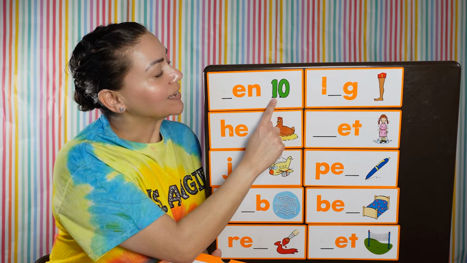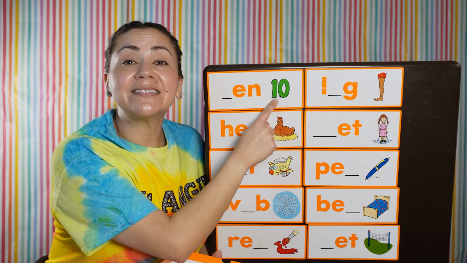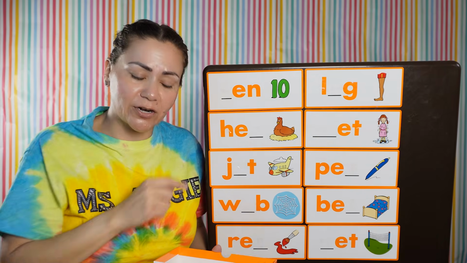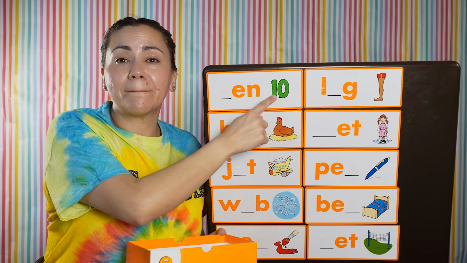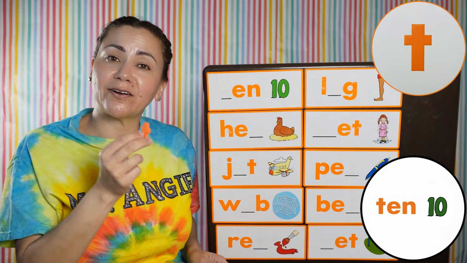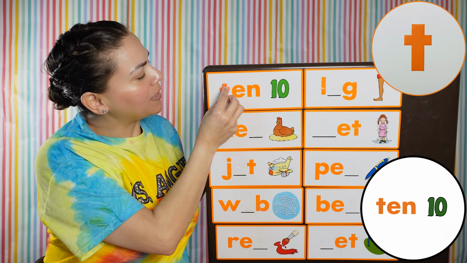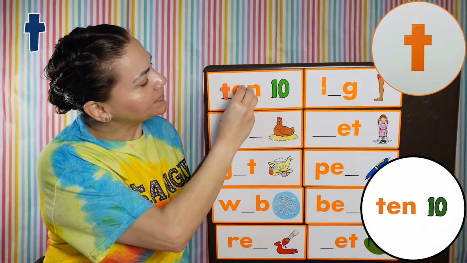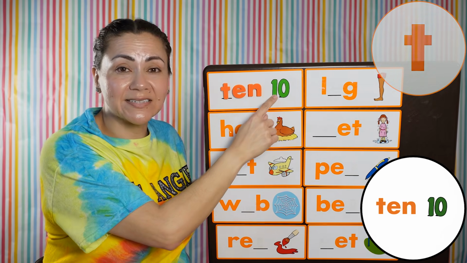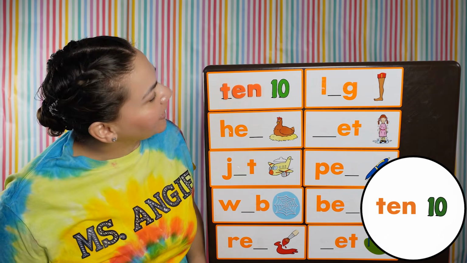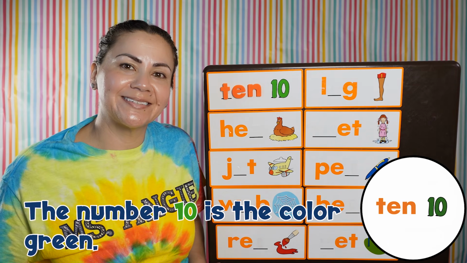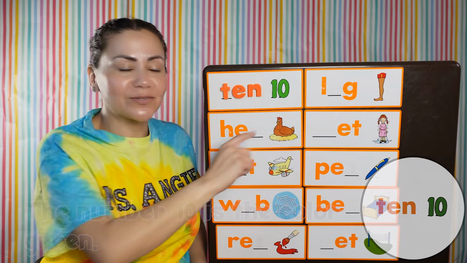Okay, here is the first picture. This is the number 10. Here it's missing a letter. Which letter is missing here on this 10? The letter T. That's right, the letter T. Let's put our letters on the board and spell out our word. 10 is spelled T-E-N. Now let's make a sentence with the word 10. Can you say the number 10 is the color green? The number 10 is the color green. Good job. Let's go to the next one.